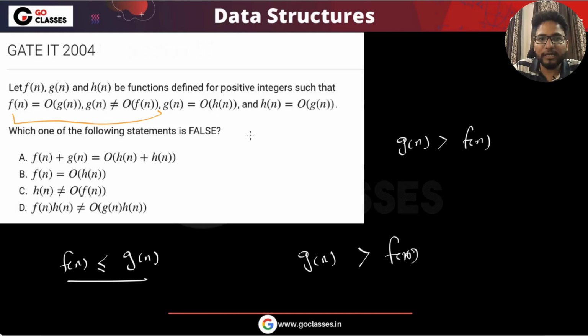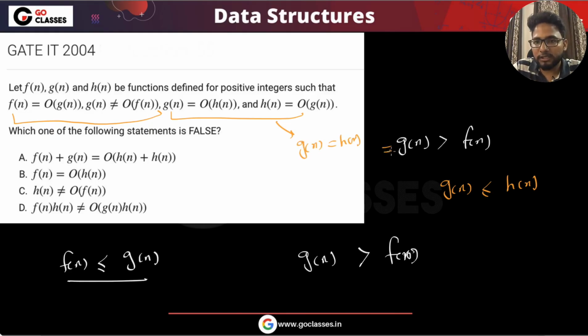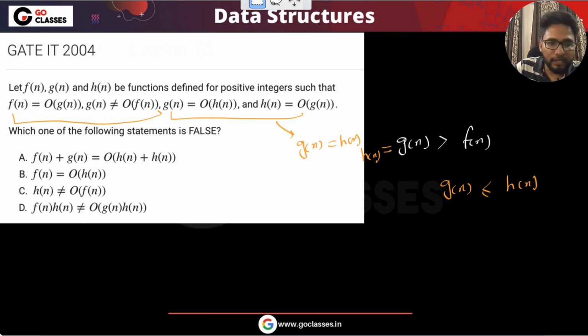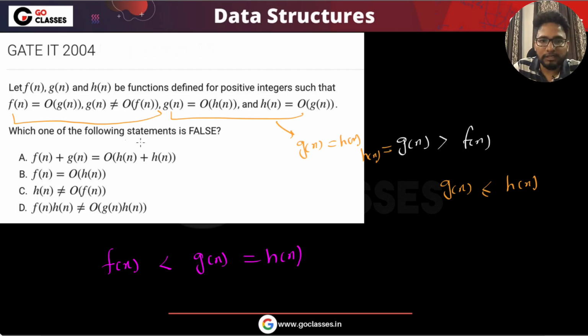What about this? This is saying G(n) is lesser than or equal to H(n), and this is saying H(n) is lesser than or equal to G(n). Which means both are actually equal, right? So G(n) and H(n) are equal. Comparing all of these, G(n), H(n) and F(n), F(n) is the least, and G(n) and H(n) are the same. Now let's see which option is true.